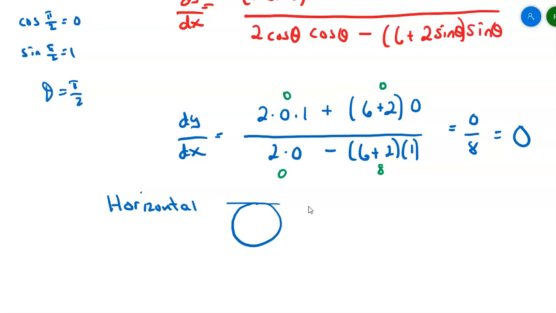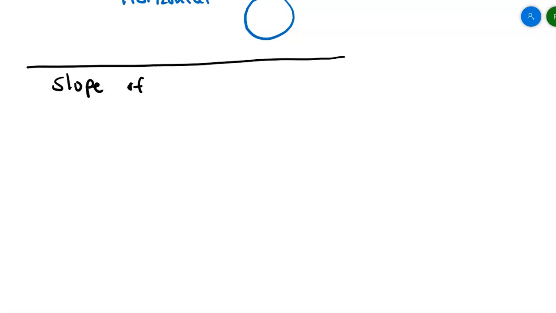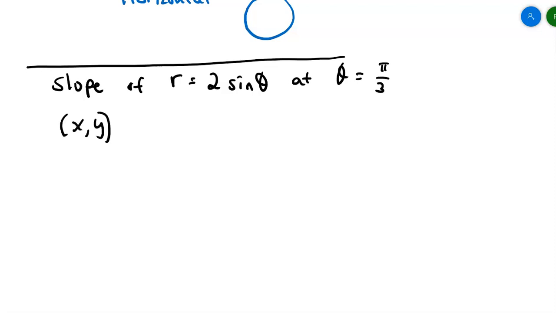All right, here's another way to look at this. Rather than use the formula, what if I want to think of it a little bit more intuitively? So let's find the slope of r equals 2 sine theta at theta equals pi over 3. So we know how to convert things between x and y coordinates and polar coordinates. If you have something that's in xy form, you can replace the x with an r cosine theta, and you can replace the y with an r sine theta.